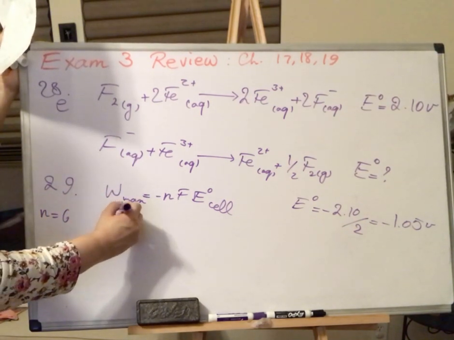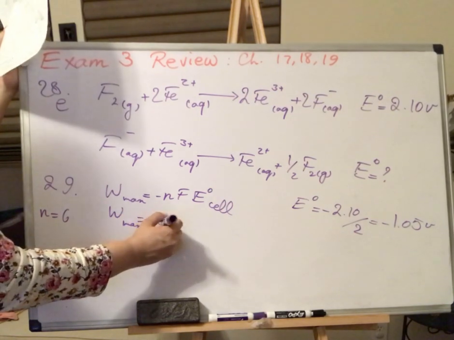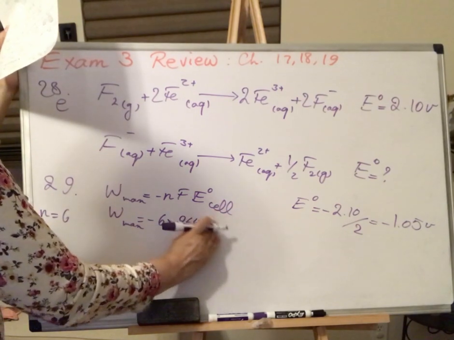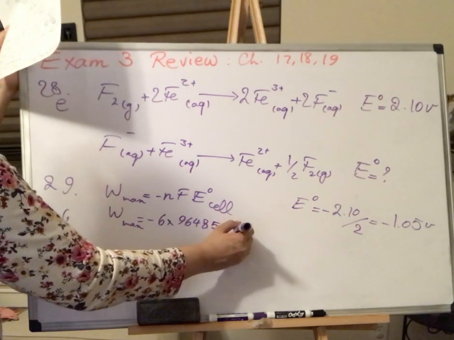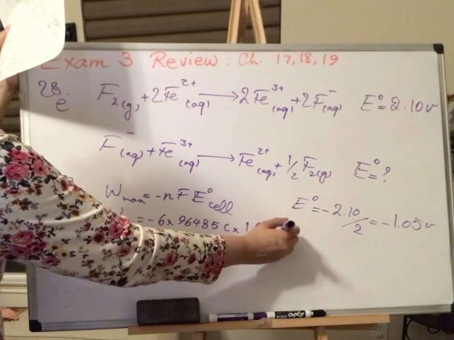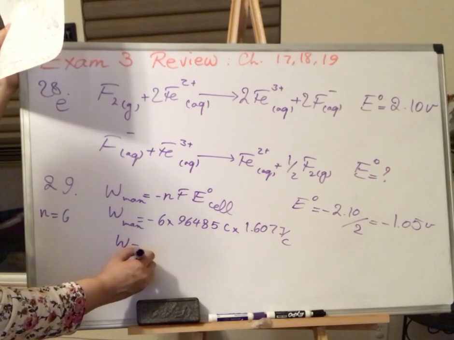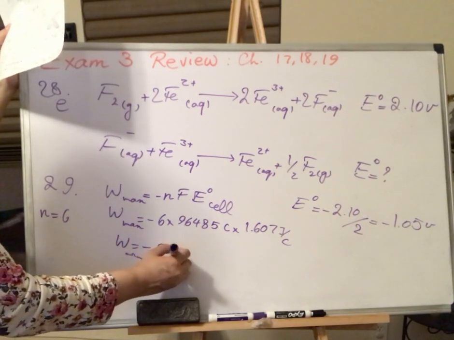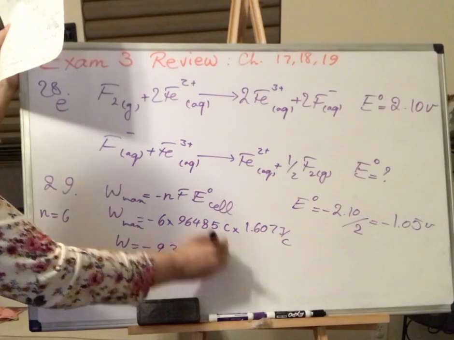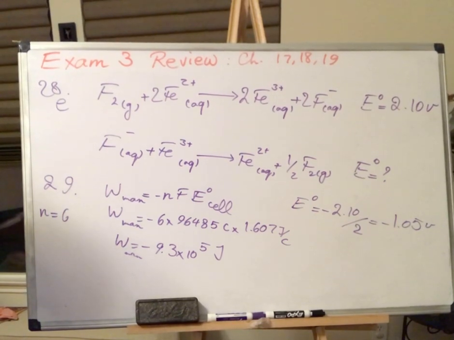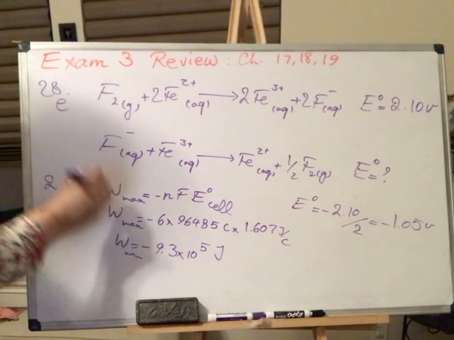So W max is going to be minus 6 times 96,485 coulombs times 1.6 joule per coulomb. So W max is going to be minus 9.3 times 10 to the 5th joules. Which choice is giving you this answer? It seems like D is the correct answer. Minus 9.3 times 10 to the 5th. D is the correct answer.